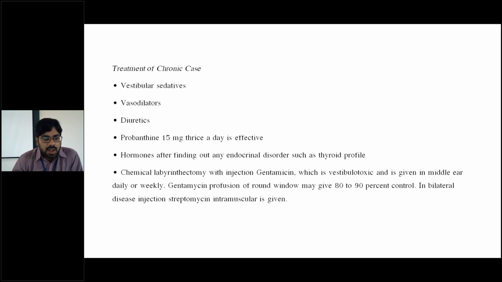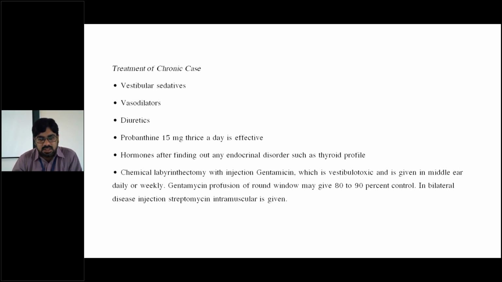And treatment of chronic cases. Chronic cases means the patient has all these symptoms over 6 months, 8 months, and it's not acute, so he generally gets it, but not that often. So what you can do is ask the patient to take vestibular sedatives when he has these acute attacks, vasodilators as usual, and diuretics. These are the three which we give in acute cases also, and sometimes it is probanthine.